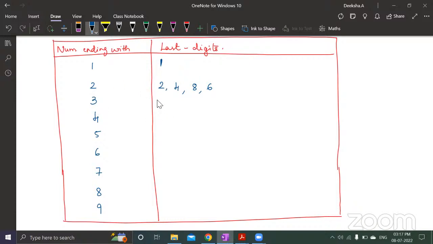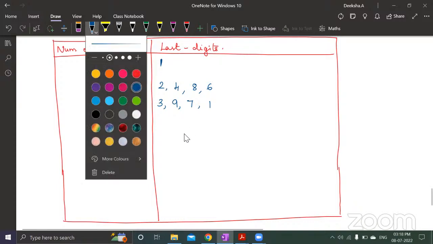Now we'll write the last digits for the next number. Now 3. 3 power 1 is 3. 3 squared is 9. 3 power 3 is 27. I will write only the last digit 7. 3 power 4 is 81, where the last digit is 1. 3 power 5 is 243, where 3 is the last digit, which is already written here. So I'm not going to write it again. This is for 3.